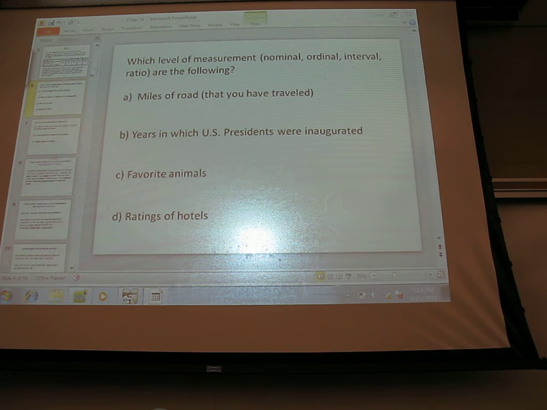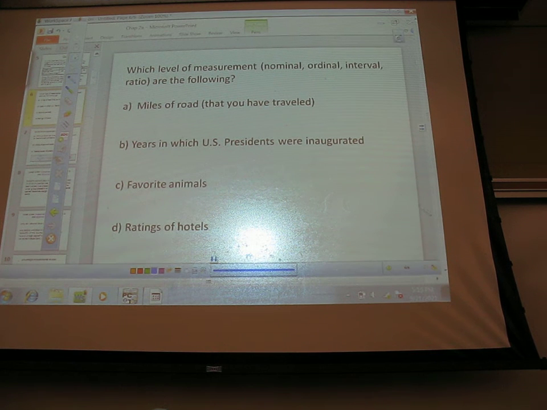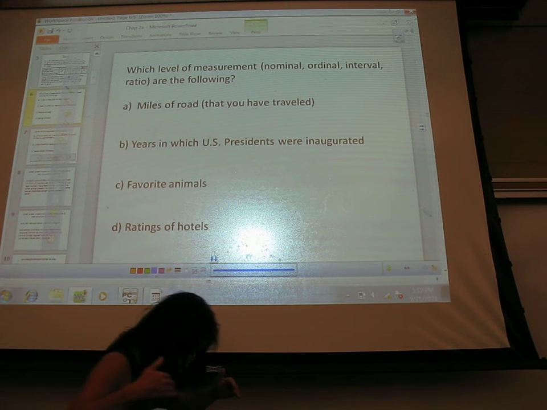Okay, next one. What level of measurement are the following? Miles of road that you have traveled. Okay, so I am here.